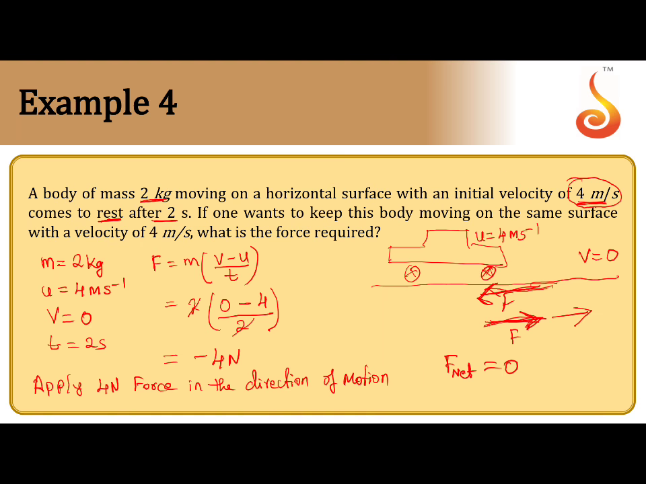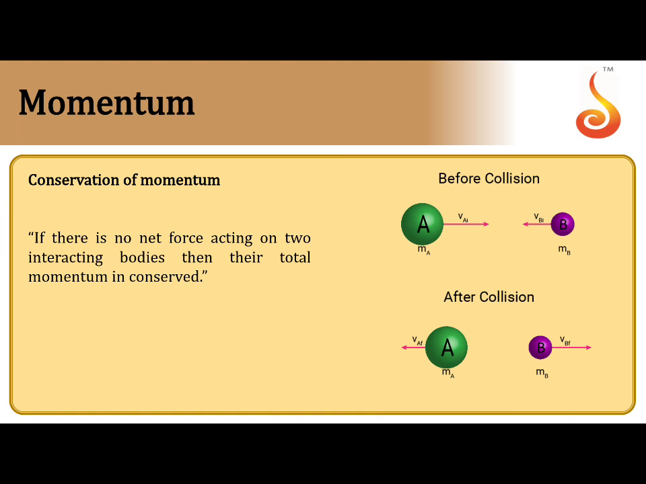We shall move on to the next problem. Before we continue with the problem, I would like to discuss the concept of conservation of momentum again. It states that when no net force acts on two interacting bodies, two interacting means they may be colliding with each other, then the total momentum is conserved. That means the total momentum before collision will be equal to the total momentum after collision.